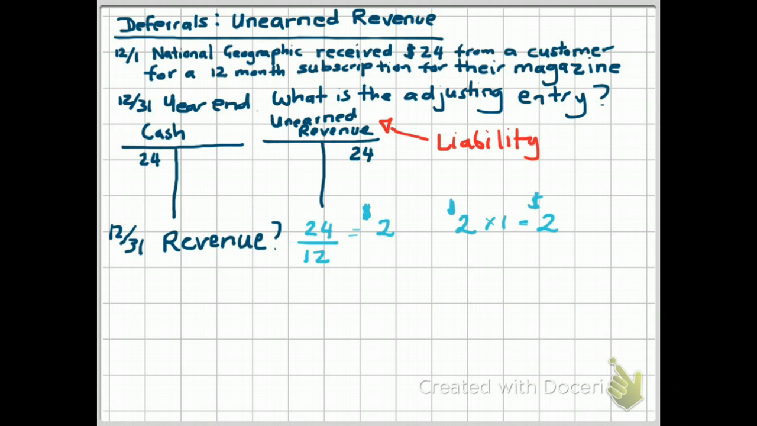The two accounts affected are revenue and unearned revenue. So you're going to credit revenue for $2 and debit unearned revenue. You're going to reduce unearned revenue by $2 and transfer it to revenue. Now, how much debt do you have? You have $22 of debt remaining for your customer. You owe them $22 worth of magazines.